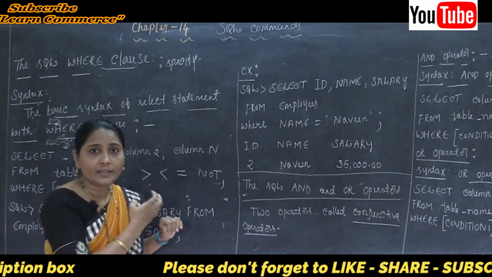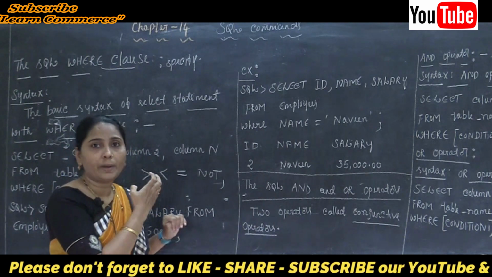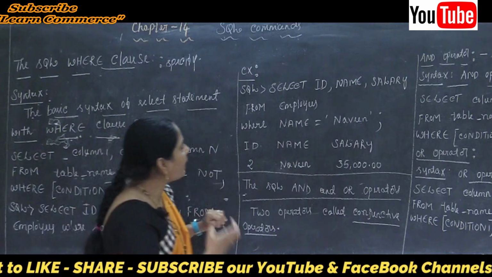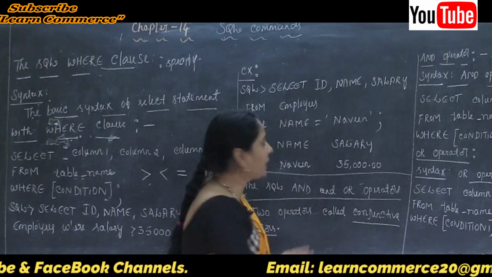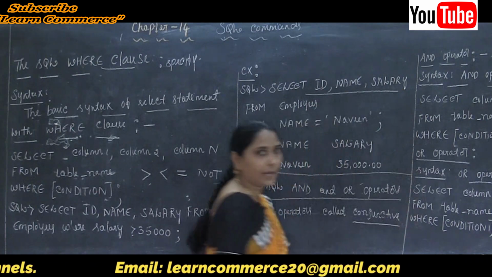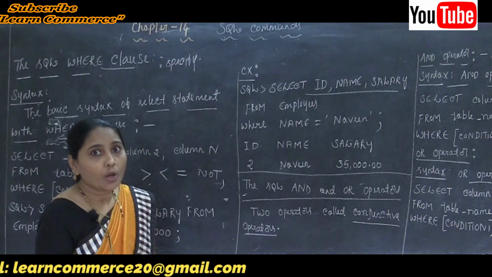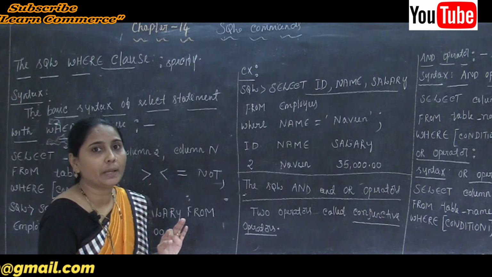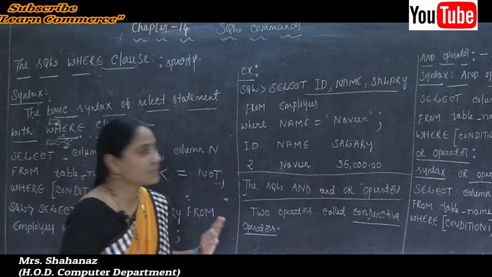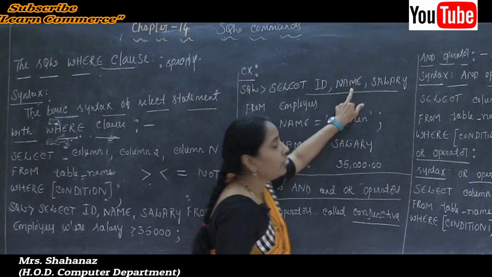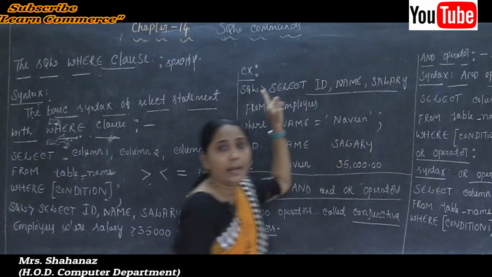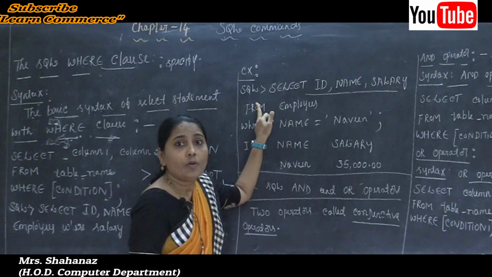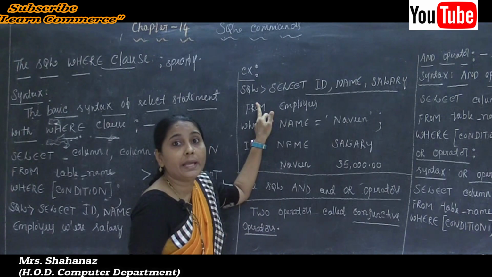So I want to fetch some of the columns from the table employees. The columns are ID, name, salary. Many columns are there, but I want to fetch only some columns from the employees table. The columns are ID, name, salary, for a customer with the name Naveen.